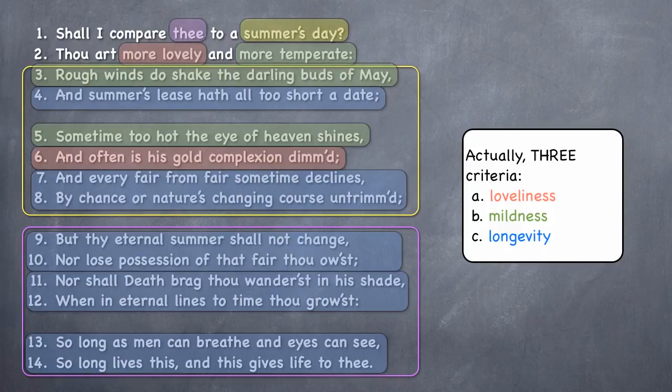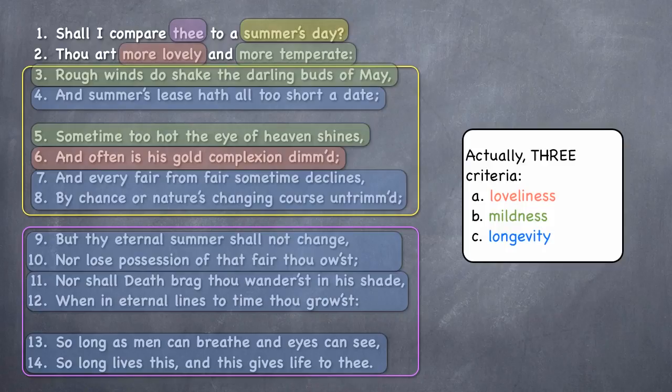However, section 2, starting in line 9, starts with a "but." However, your summer will not change. It will not lose that beauty. Death will not have you, because for as long as people can read this poem, you will be alive in it. How interesting that Shakespeare actually uses 3 criteria, not 2.